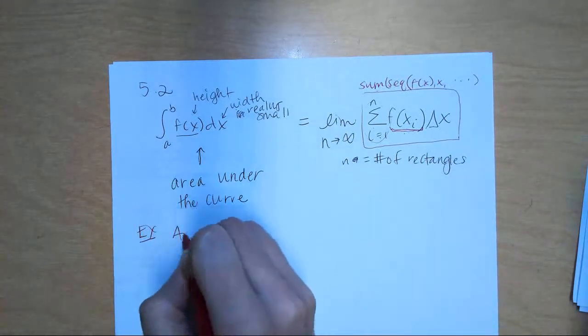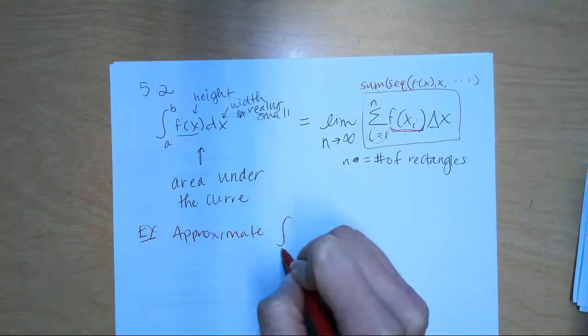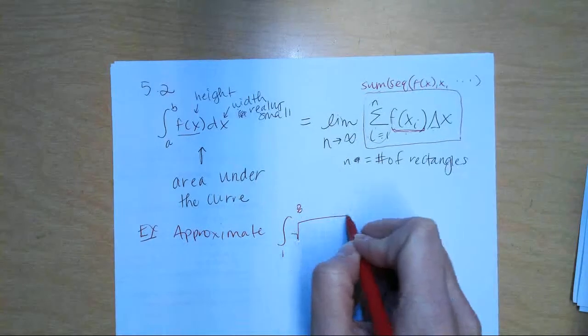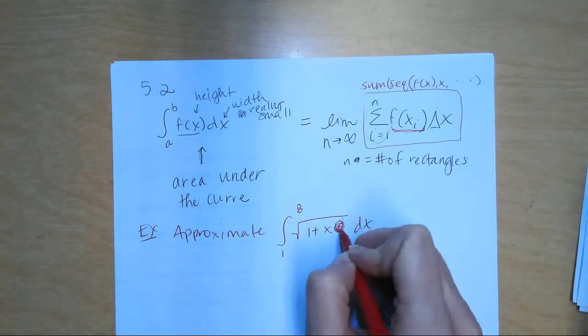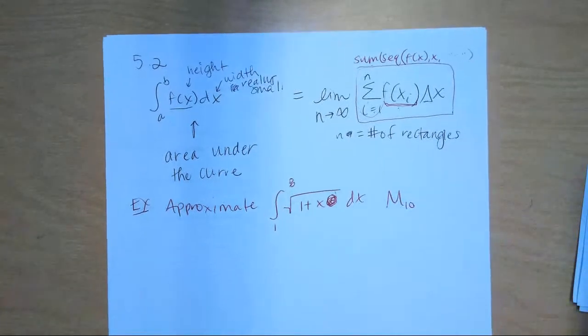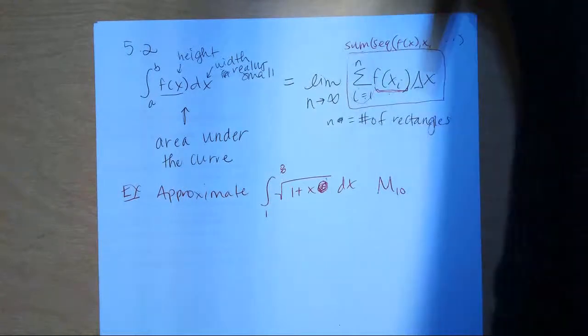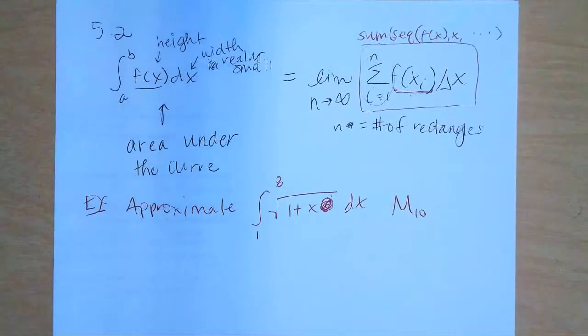Okay, so for example, approximate the integral from 1 to 8 of square root of 1 plus x dx with M10. And this will kind of give us a chance to go over these midpoint sums. So I'm approximating the integral. Remember that the integral is the area under the curve. So basically I'm just saying approximate the area under the curve of this function from 1 to 8 with M10.